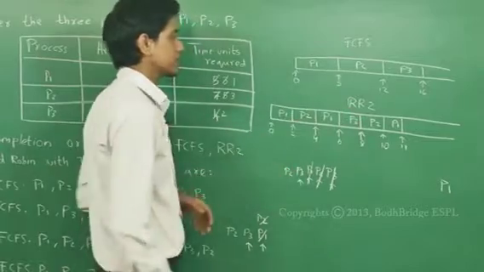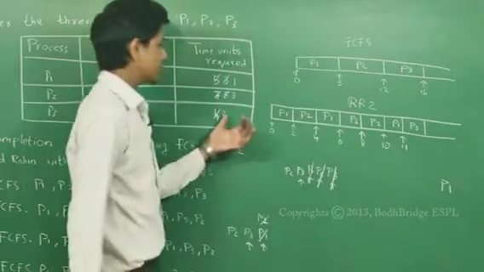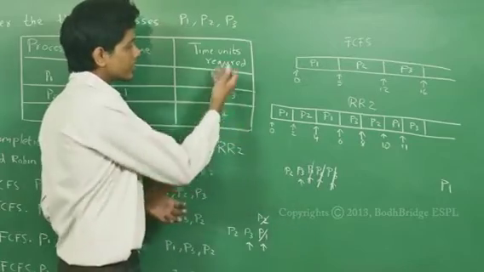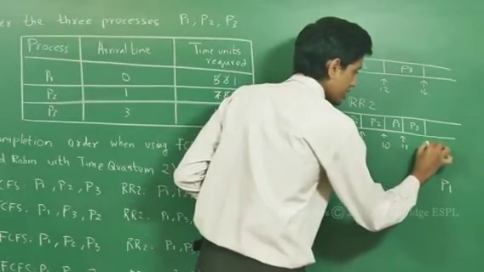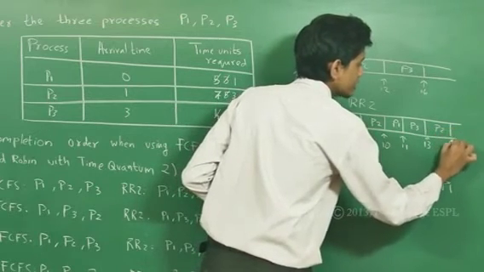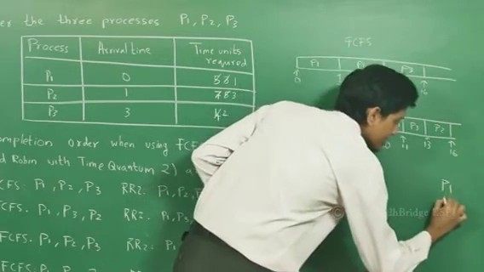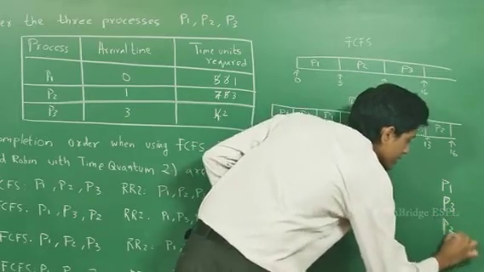Now P3 resumes execution, and P3 requires 2 units, and 2 units is the time quantum, so it will finish its execution at the 13th. The rest is done by P2. So P2 finishes its execution at the 16th. So the completion order is P1, P3, P2.